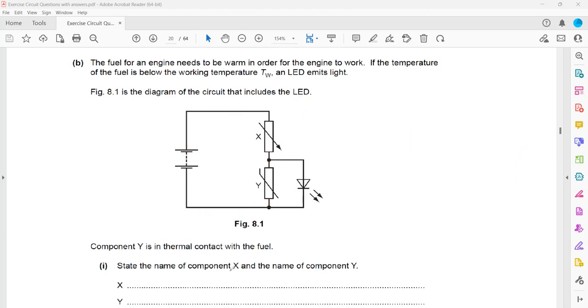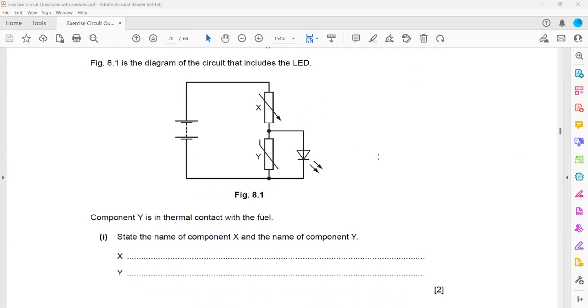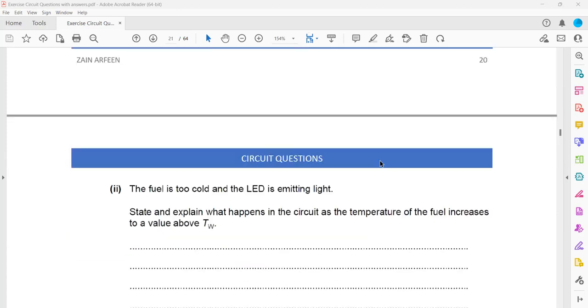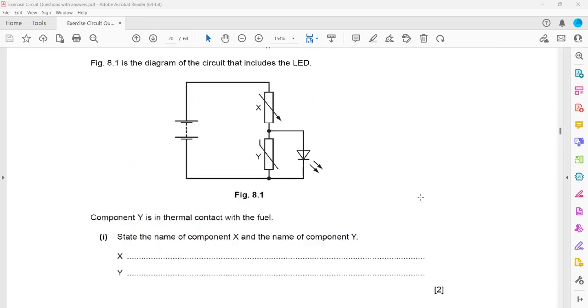The first part, we have to name the components X and Y. So what is X? X is a variable resistor. And what is Y? Y is a thermistor. The second part: the fuel for an engine needs to be warm in order for the engine to work. If the temperature of the fuel is below the working temperature, the LED emits light. The fuel is too cold and the LED emits light. State and explain what happens in the circuit as the temperature of the fuel increases.